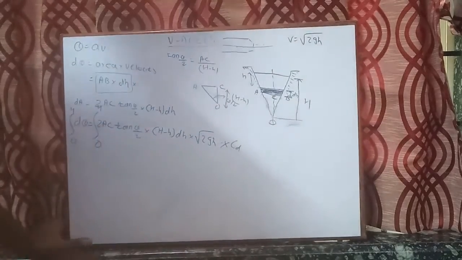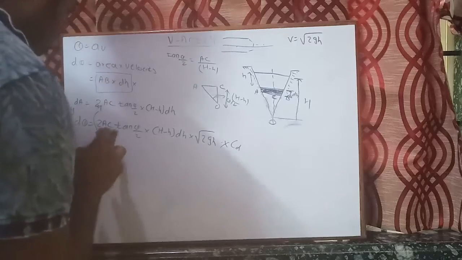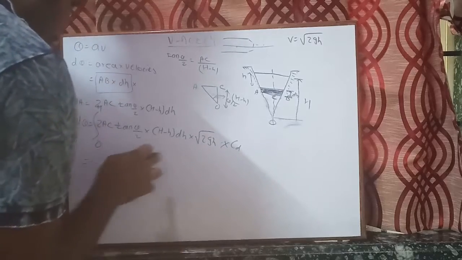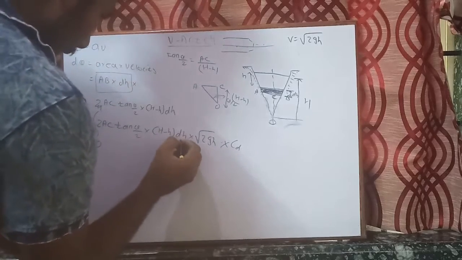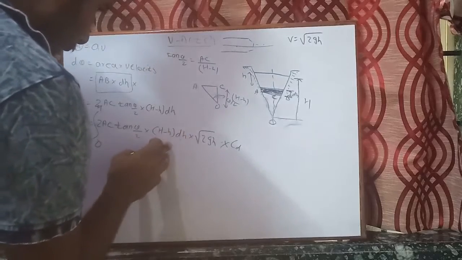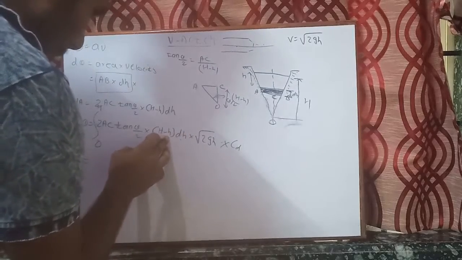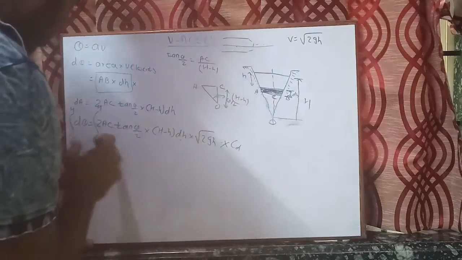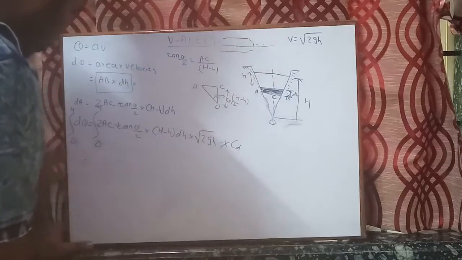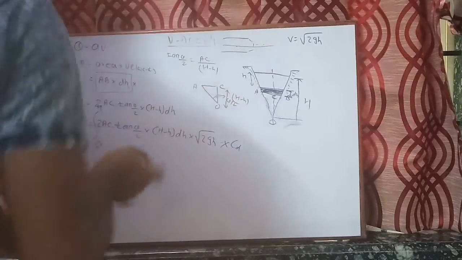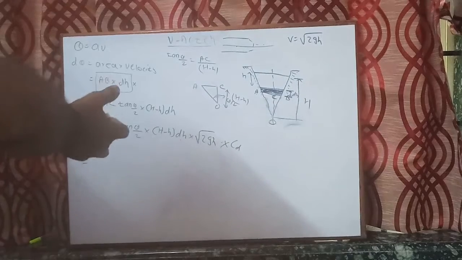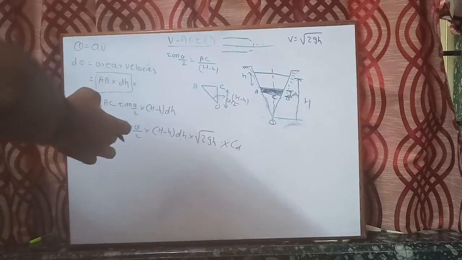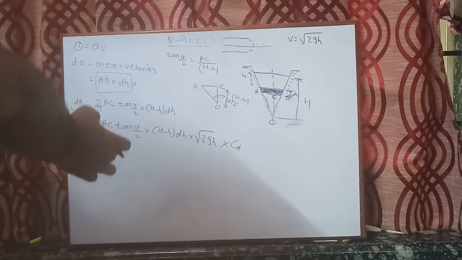So let's now see how to integrate. Integrate what? What are the variables here? dh and h. So we have to integrate with respect to dh. The rest all will be common. We'll take them out. The steps are there in the book, in the notes.